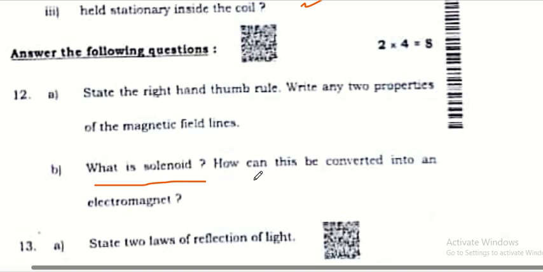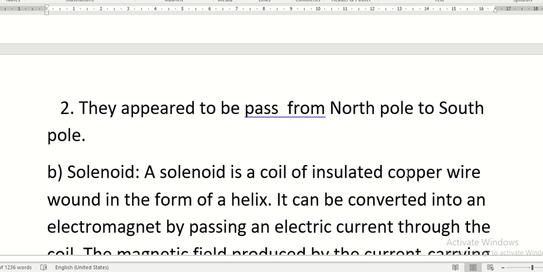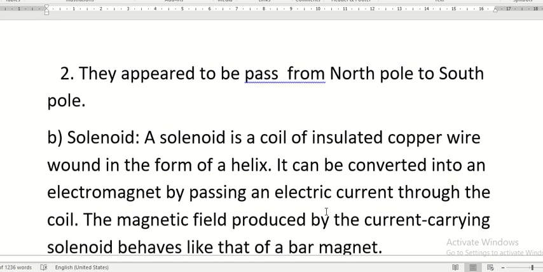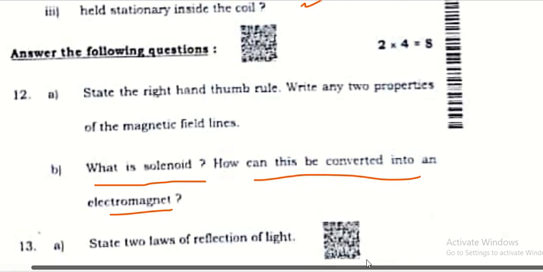Then what is a solenoid? How can this be converted into an electromagnet? So we see the answer. The solenoid is a coil of insulated copper wire wound in the form of a helix. It can be converted into an electromagnet by passing an electric current through the coil. The magnetic field produced by the current carrying solenoid behaves like that of a bar magnet.